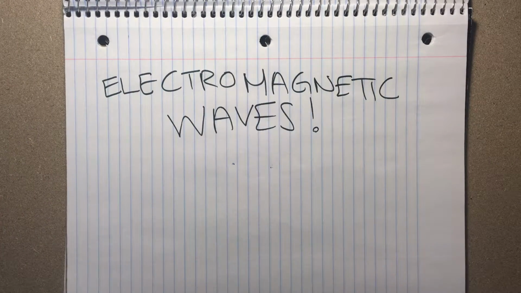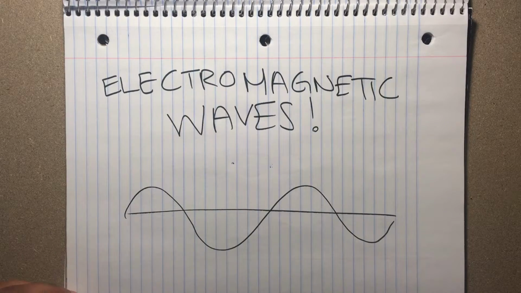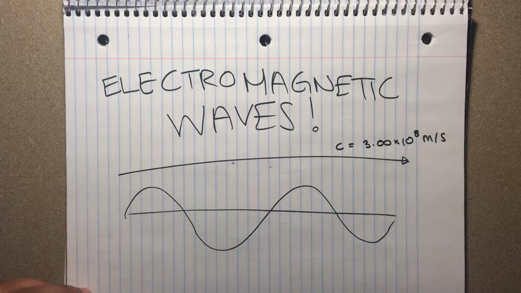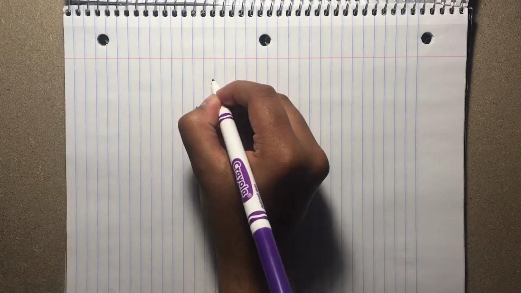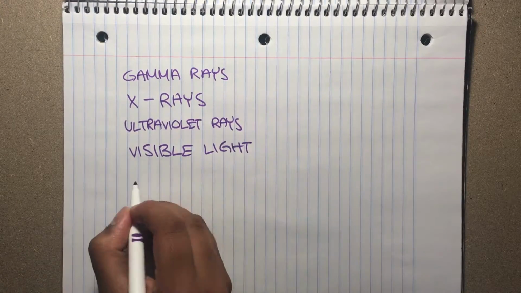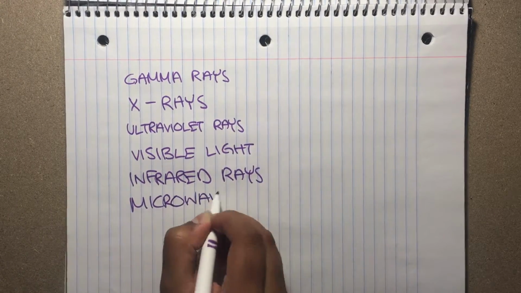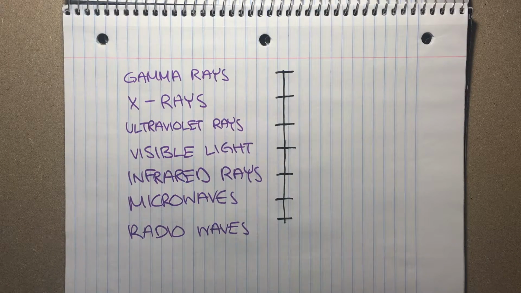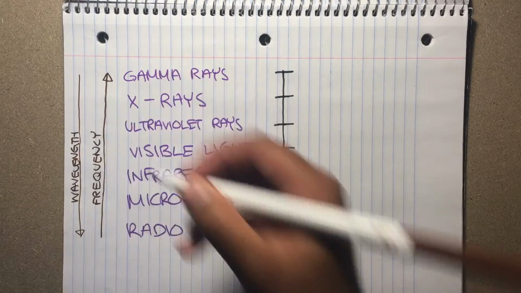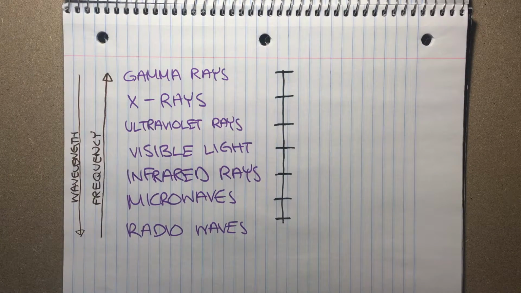Electromagnetic waves. Electromagnetic waves are transverse waves that travel at the speed of light, which is 3 × 10⁸ meters per second, in a vacuum. The different types of EM waves are determined by their wavelengths. The electromagnetic spectrum is divided into these 7 sections: gamma rays, X-rays, ultraviolet rays, visible light, infrared rays, microwaves, and radio waves. Listed from lowest wavelength to highest wavelength, or in other words, highest frequency to lowest frequency. The speed in this case is the constant c, or the speed of light.